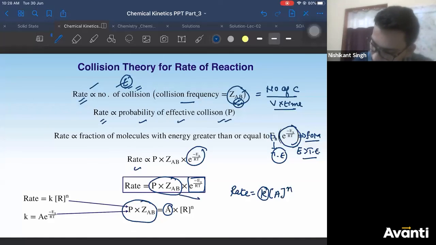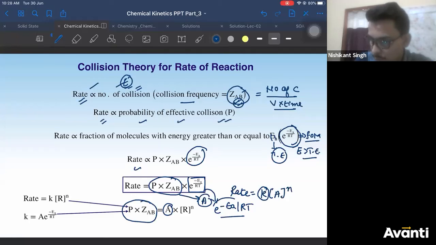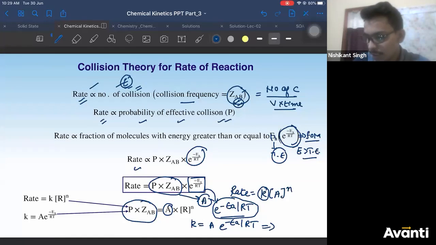This is a constant A, and this is your e to the power minus Ea by RT, right? So if you combine these two, you get K as A into e to the power minus Ea by RT, which is the Arrhenius equation only. So the Arrhenius equation is obtained from this only, right?